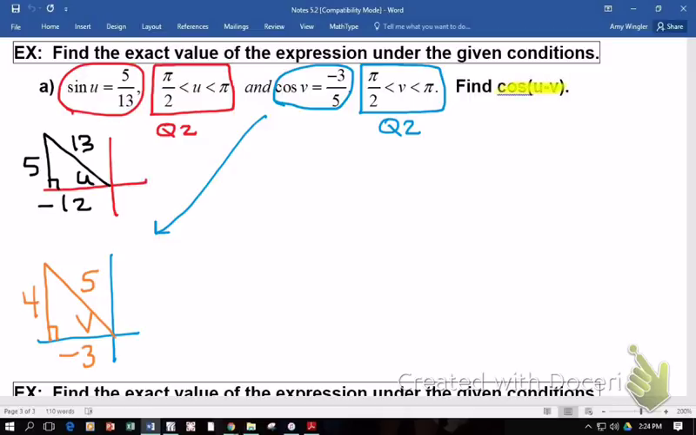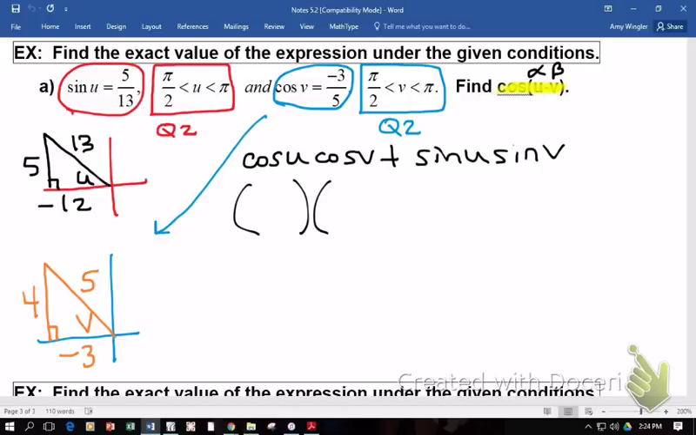Now we want to find the cosine of U minus V. So I'm going to use my difference formula for cosine, which says I need to take the cosine of U, because that's alpha, times the cosine of V, because that's beta, plus the sine of U times the sine of V. So you're going to have to go back and forth between your two triangles. On your U triangle, which is right here, cosine is adjacent over hypotenuse. And your V triangle, which is down here, cosine is adjacent over hypotenuse.